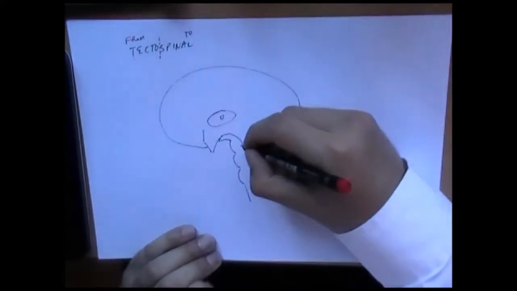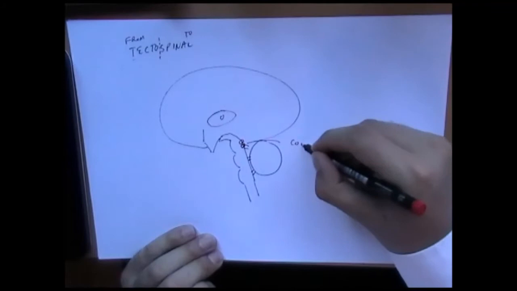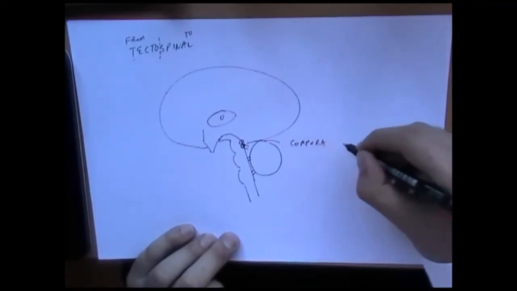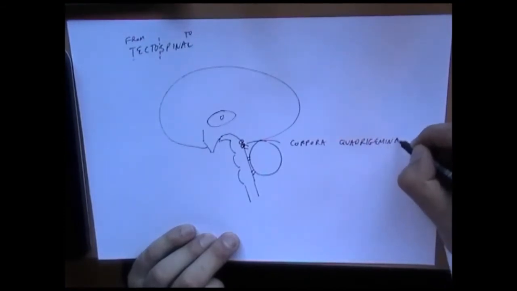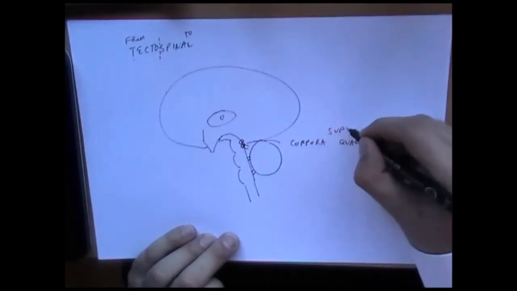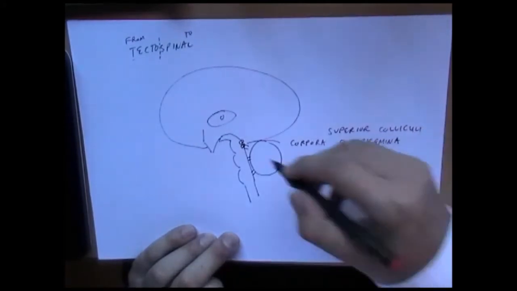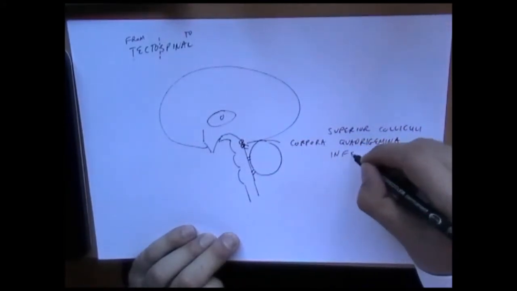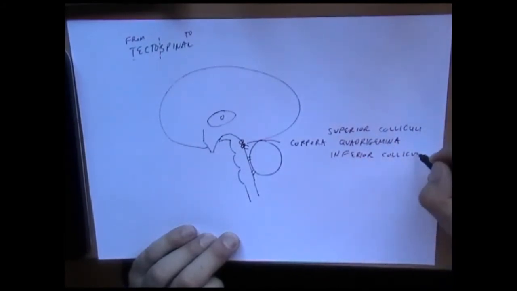Now, what is this tectum? In the midbrain, there are four little structures, two for each side. That's referred to as the corpora quadrigemina, the four little bodies. The top pair is actually referred to as the superior colliculi, and they're responsible for reflexes involving vision. And the lower pair is the inferior colliculi, responsible for reflexes involving hearing.